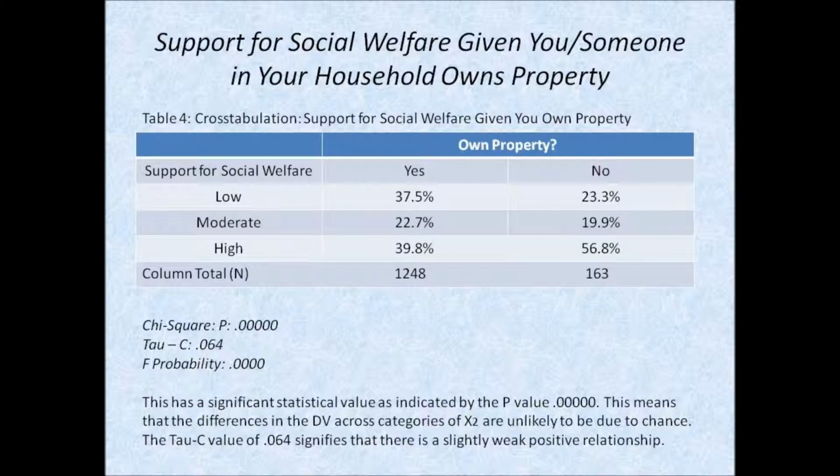Table 4 shows a cross-tabulation of support for social welfare given you own property. Once again, the chi-square and ANOVA tests render very low p-values, which means that this is statistically significant. However, the tau C score for this relationship is much lower, rendering a value of 0.064, meaning that there is a slightly weaker positive relationship between my dependent variable and my second independent variable.